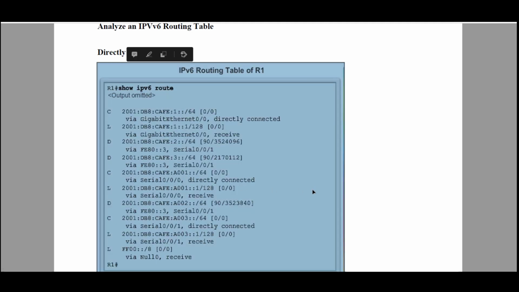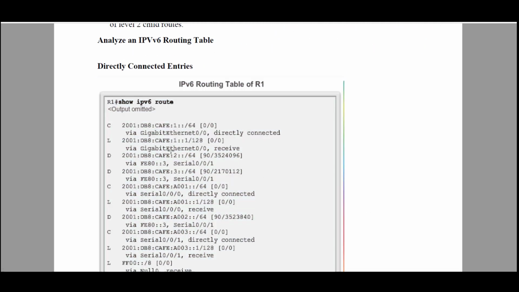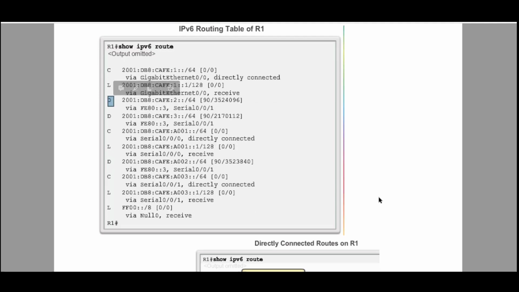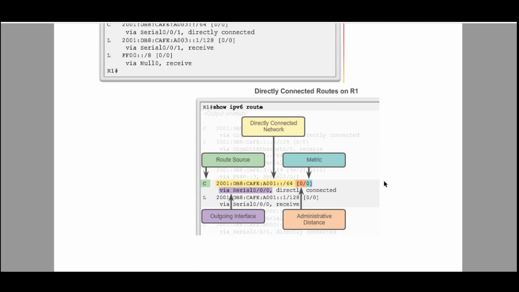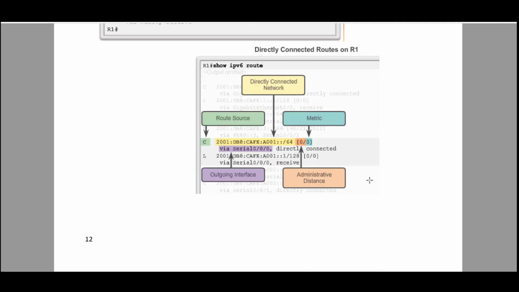So don't memorize the things. You can just try C. C means it is directly connected, L means it is local, and D means this is by using some routing protocol. Now you can see here the same thing. C, it is a root source. We already discussed this.